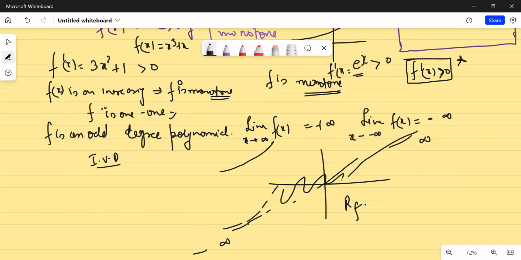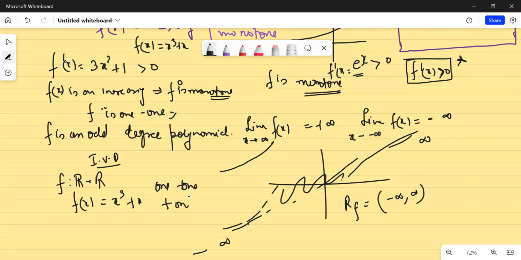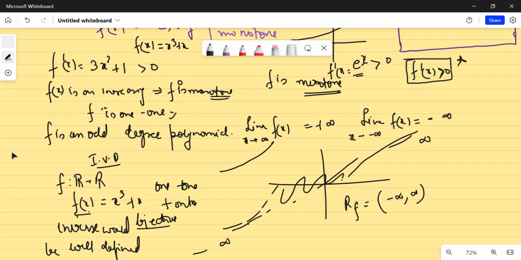What is the range of the function? The range of the function would be minus infinity to plus infinity. Is that clear? What does it imply? It implies that your function, defined by f(x) equal to x cube plus x, is one-one plus onto, that is, it is a bijective function. This is what I wanted to prove at first. If it is a bijective function, then the inverse would be well defined. Now you can use what is known as the inverse function theorem, if you want to use it, otherwise also I can do it.